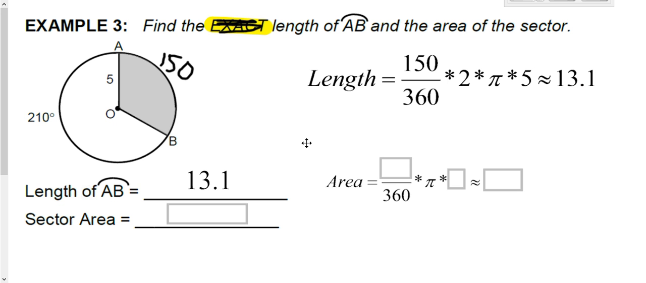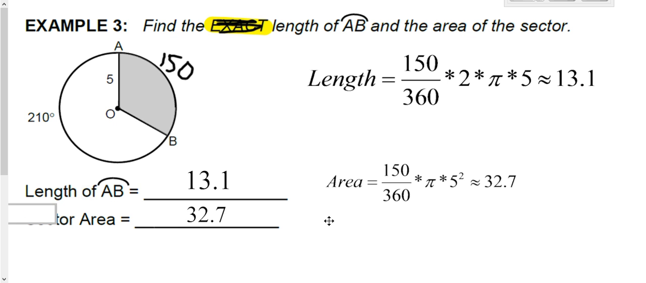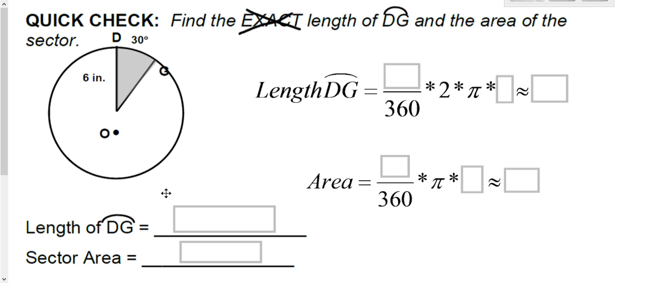For the area, we still have the same central angle, or same measure of the arc, 150 degrees. This times the area, pi times the radius squared, which is approximately 32.7. Go ahead and try this quick check. Pause it, try one more example, then you'll do your practice on your own.